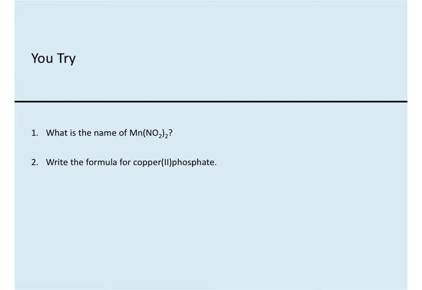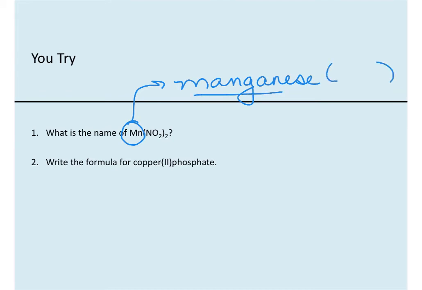All right, so for this first one, I want to point out, be really careful because students get magnesium and manganese incorrect. Mn is manganese, all right, and it is a transition metal. So, but I know manganese, I'm going to put parentheses to remind myself that it's a transition metal and needs a Roman numeral.